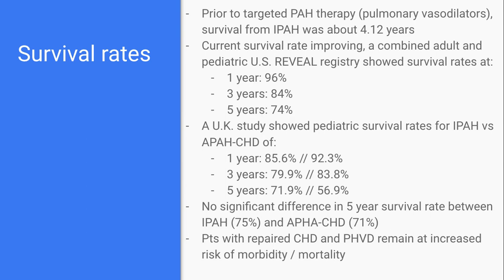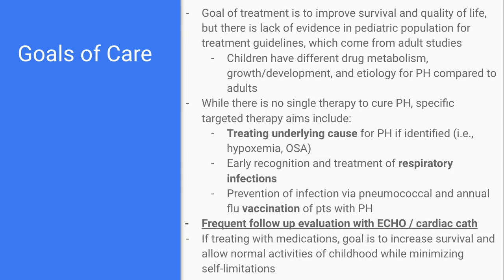Patients with congenital heart disease and PHVD do remain at increased risk for morbidity and mortality. The goal of treatment is usually to improve survival and the quality of life. There's also a lack of evidence, like we said, in the pediatric population for treatment guidelines. Children usually have a different drug metabolism. They have differences in growth and development and the etiology of pulmonary hypertension compared to adults.